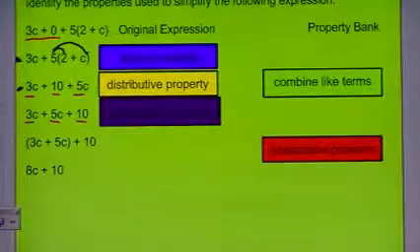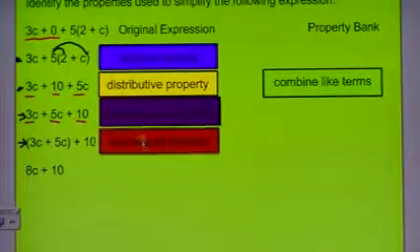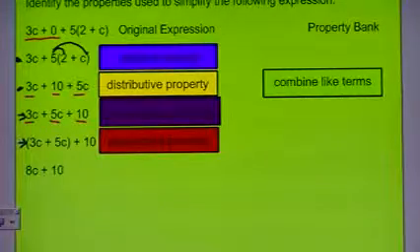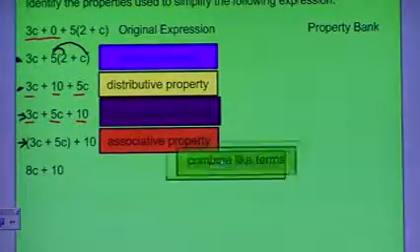Okay, and now, how do we know that 3c plus 5c plus 10 is the same thing as 3c plus 5c in parentheses plus 10? Well, that's associative property. At first, nobody was in a group, and then 3c plus 5c were grouped together. And then last, how do we know that 3c plus 5c is equal to 8c? We're just combining like terms there.